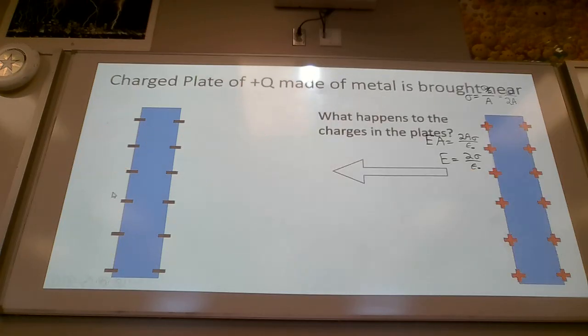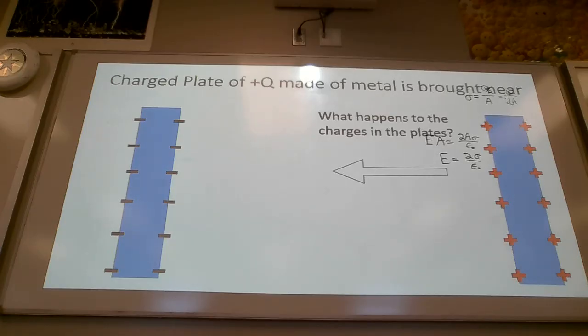Okay. All right, here's the story. We have another plate of charge that has a charge of plus Q. It's a metal slab. What happens to the charges in the plate as I bring this positive plate near this negative plate? What do you think will happen?